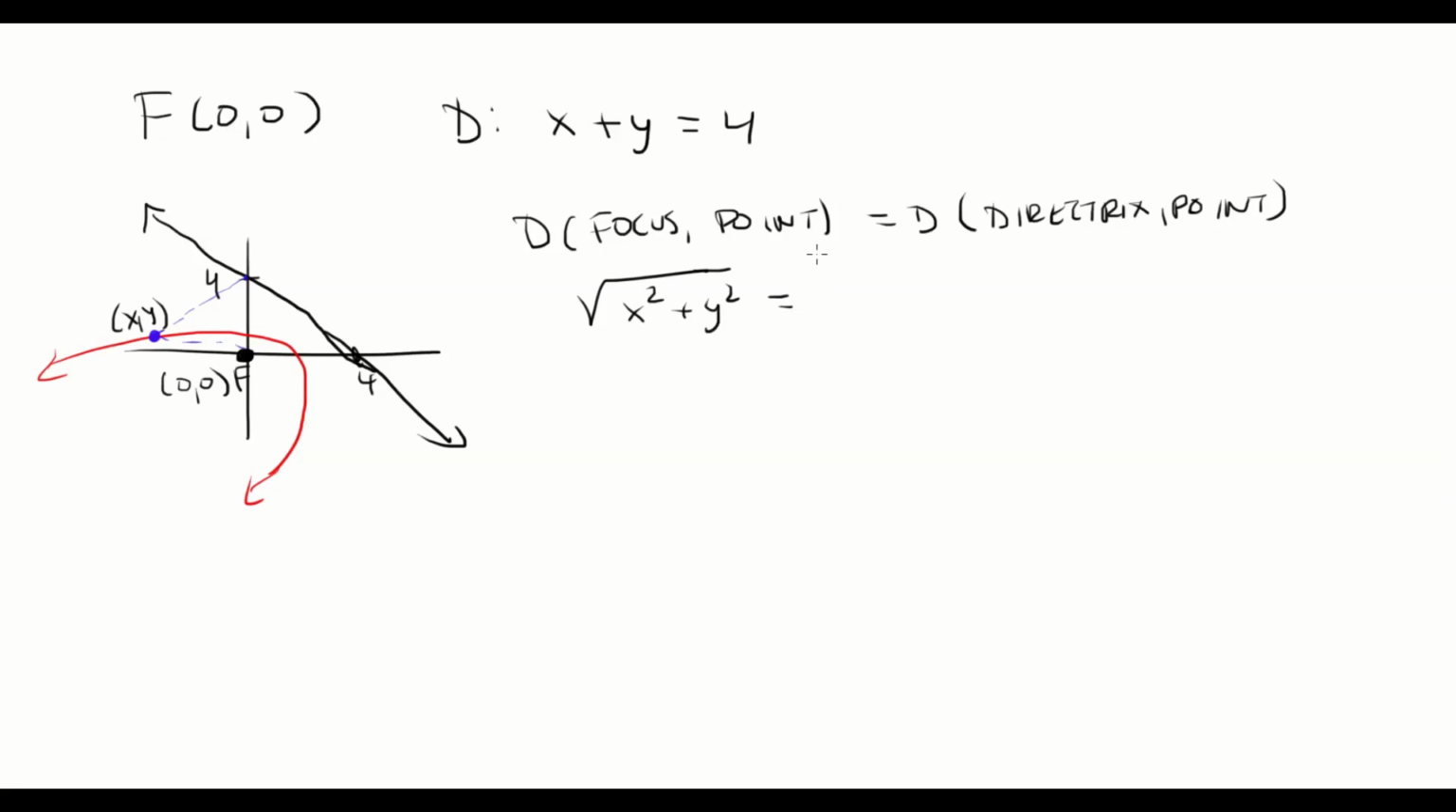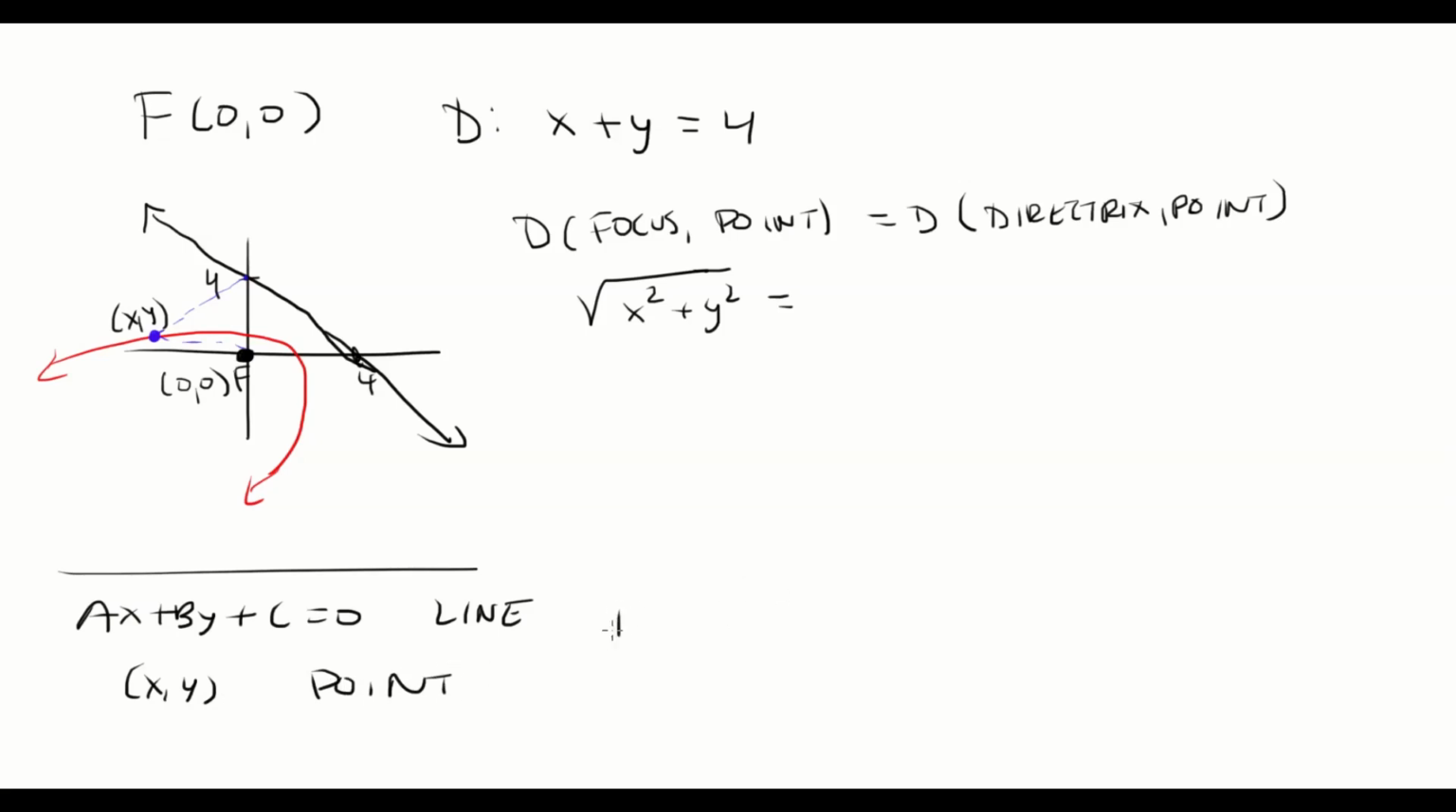Now the distance between the directrix and a point, this is a distance between a point and a line. So in general, let's do that on the side here. Let's say if you have ax plus by plus c as our line, and x comma y will be the point, the distance becomes the absolute value of a times x plus b times y plus c, all over the square root of a squared plus b squared. So this is just a formula you need to have memorized in order to do this.